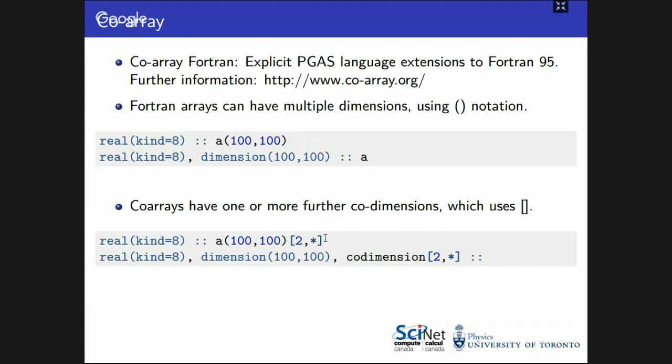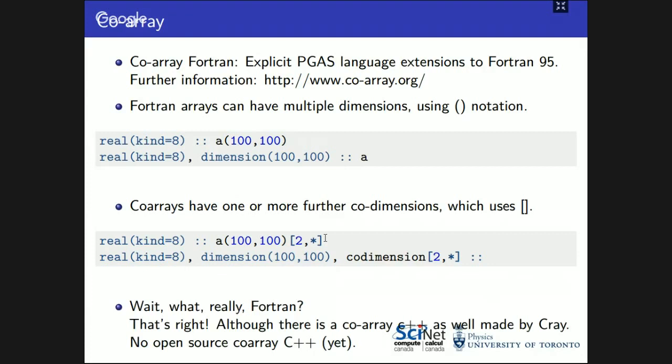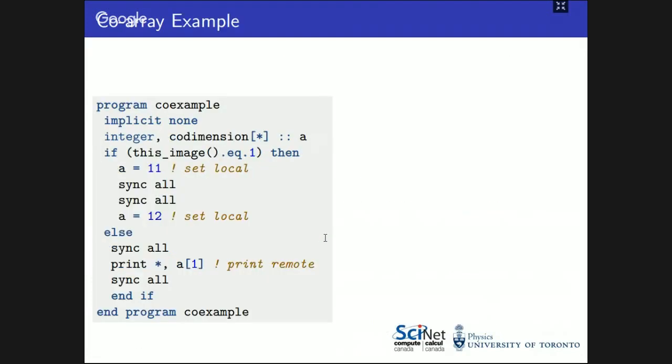those other processes. So yes, Fortran, there's no co-array C++. Well, it's not true. Cray makes a co-array C++. It works very, very similarly. But that's not a free compiler. You have to have a Cray system to work with that. Who knows, one day this will be in C++. But this is kind of what it looks like.